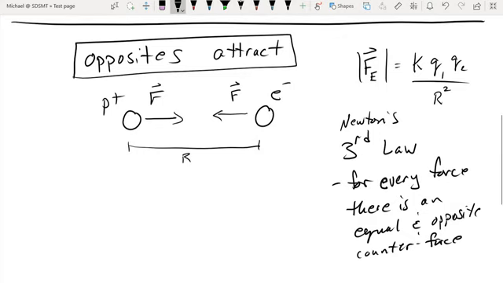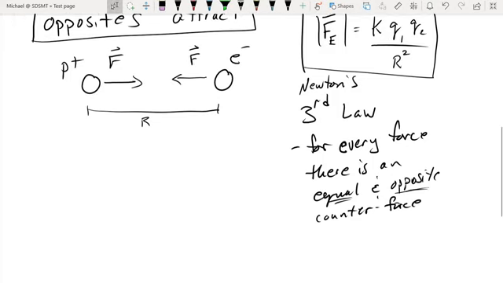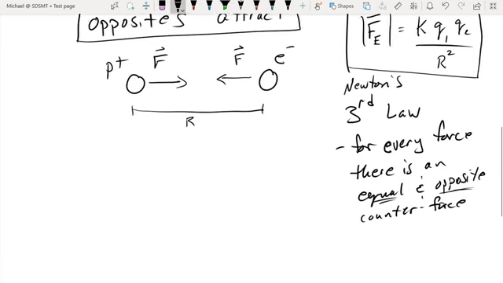And that's exactly what we have here. We have two forces of the same magnitude, but they are pointing in opposite directions. So we do in fact have the equal and opposite attributes here to these forces.